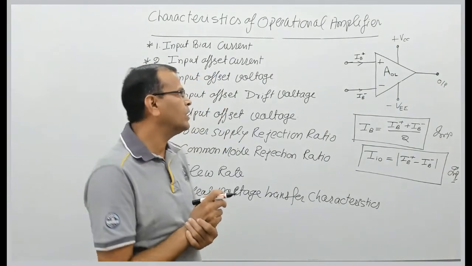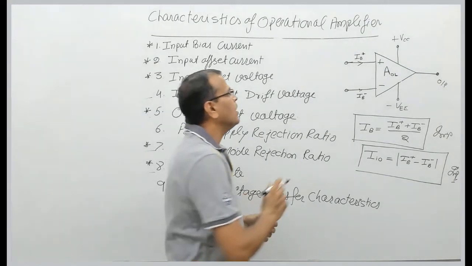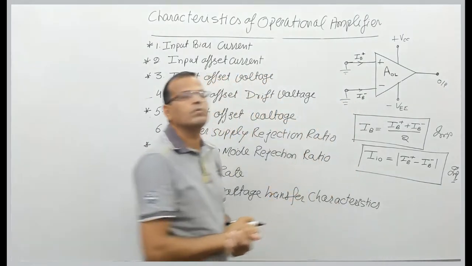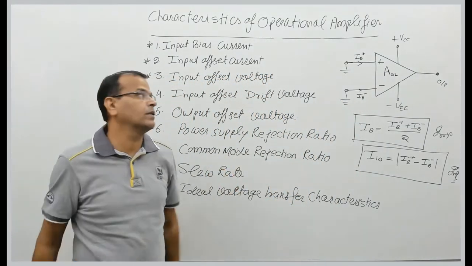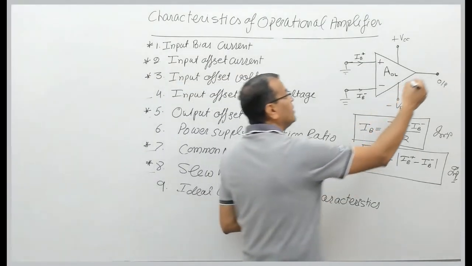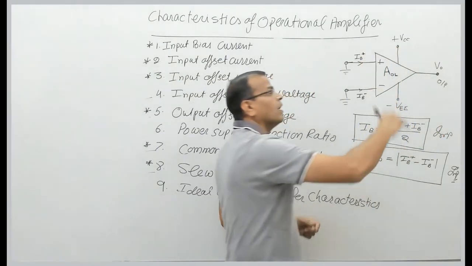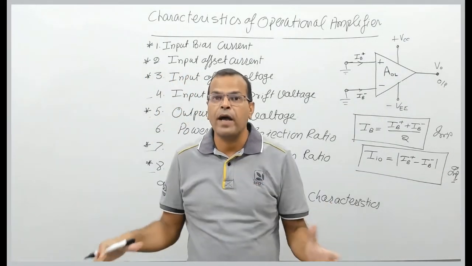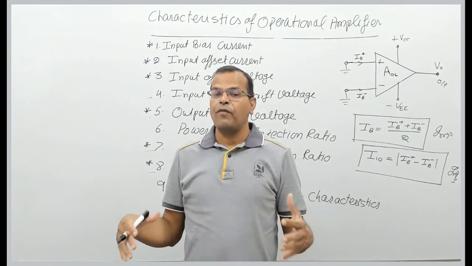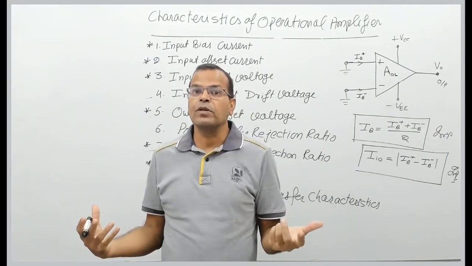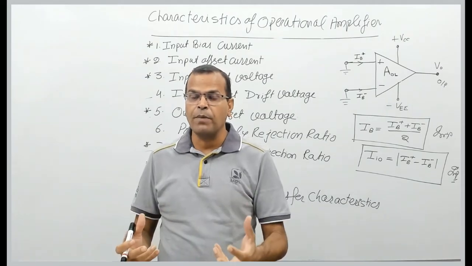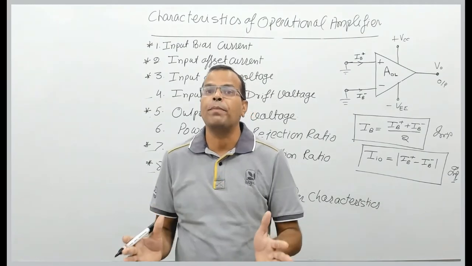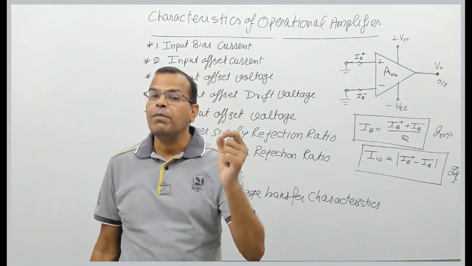What is input offset voltage? Remember, if we don't have any input applied to this op-amp, but still there is some output at the output terminal. When there is no input signal applied, maybe AC or DC, there is still some output voltage.